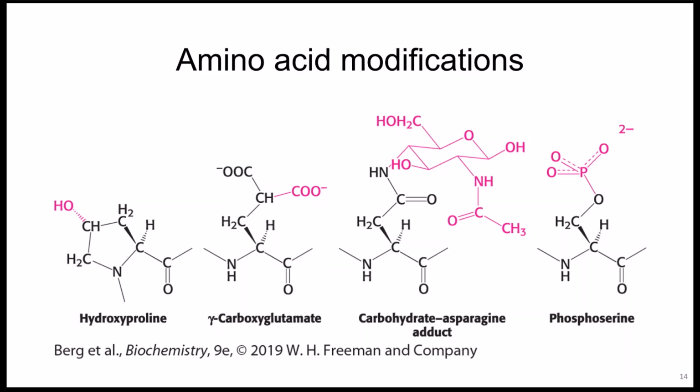Carboxyglutamate has 2 carboxyl groups on its side chain, and this allows it to form multiple ionic interactions. While asparagine is an amino acid that can be commonly glycosylated, or covalently linked to a sugar or carbohydrate chain. And sometimes you'll hear the term adduct to describe the addition of a molecule. Phosphoserine has the phosphate group added onto the hydroxyl of its side chain, and this is an important form of regulation in order to turn on or off an enzyme's functions.